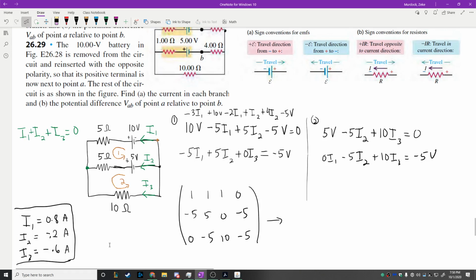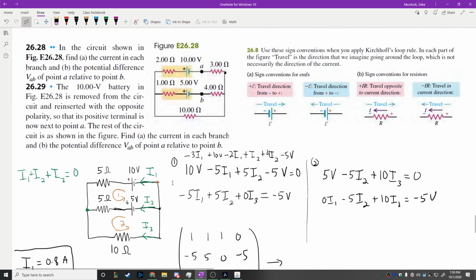Harder than you originally thought. I mean, it's a little tricky, but you just got to get used to drawing it and doing it, and using these rules, and you'll be fine. Oh, there's another piece of this question that we should actually address too. The other piece was to find the potential difference of point A relative to point B.